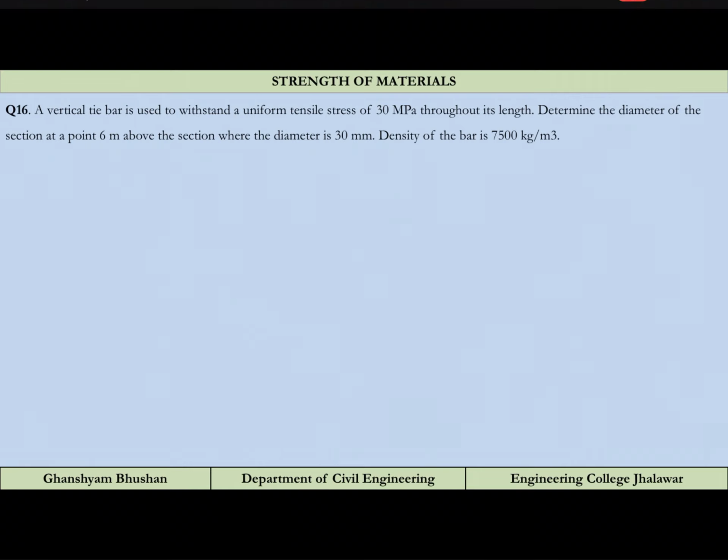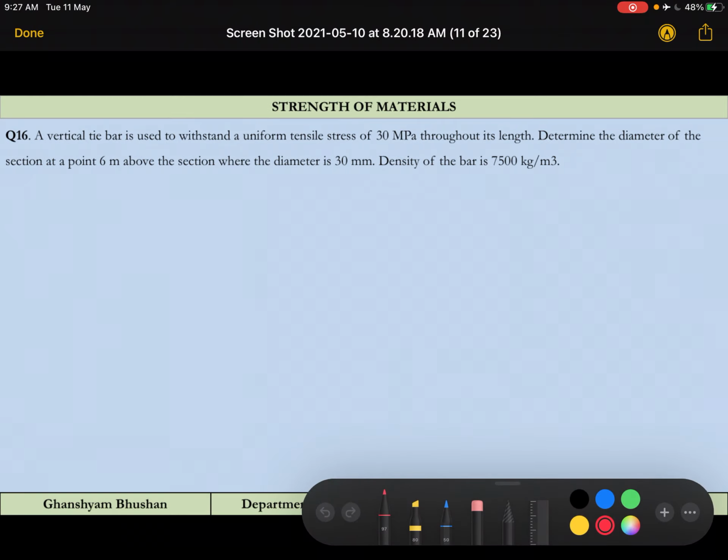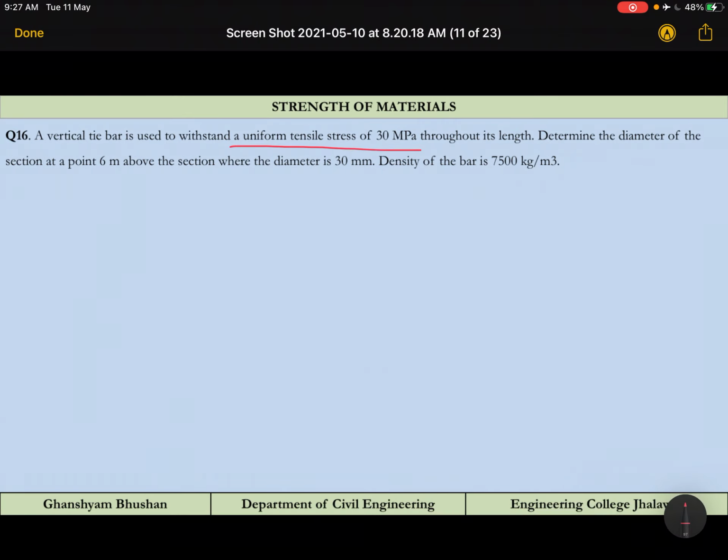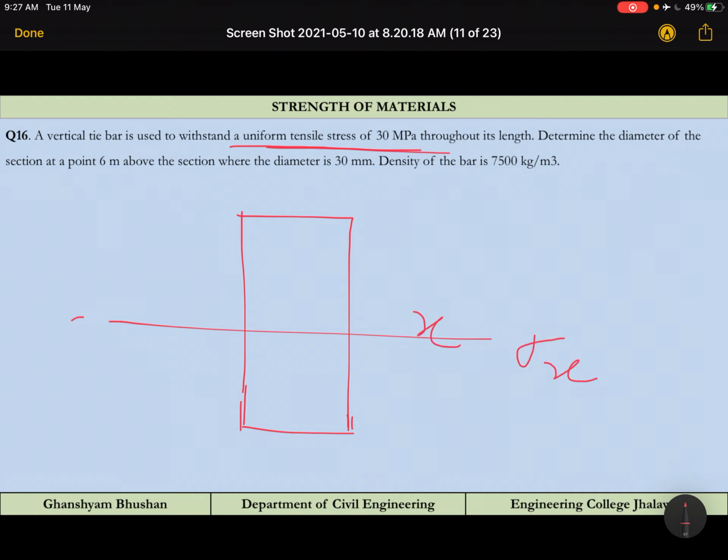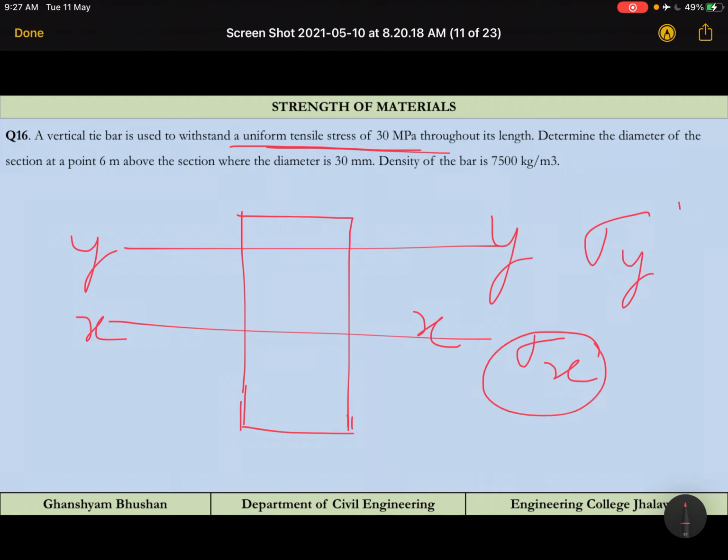Now what is special about this problem? It is saying uniform tensile stress. Okay, say this is the vertical bar. Clear? Now if I cut from here, this means some sigma x is there at x. Now if I cut here, let us say at y, this is sigma y. Now this sigma x and sigma y will not be the same. Why? Because weight has increased. Like if it is W, this is some delta W.